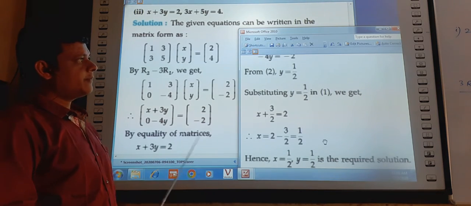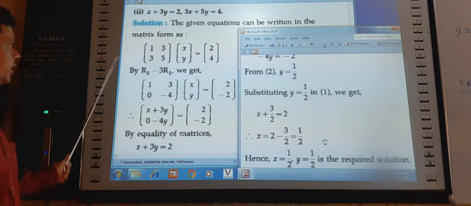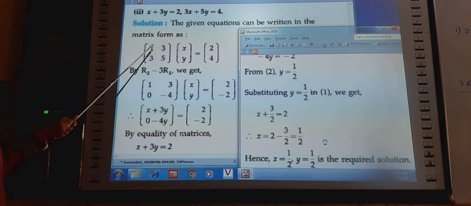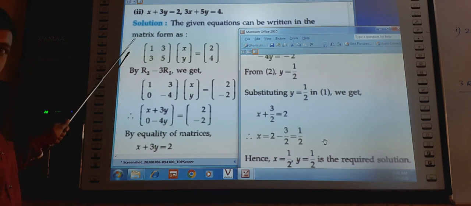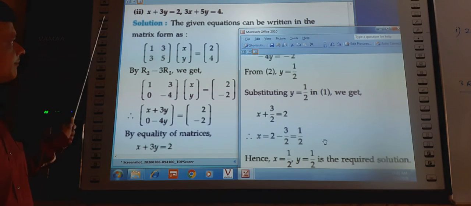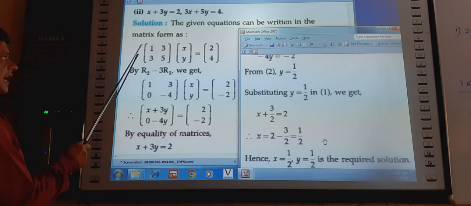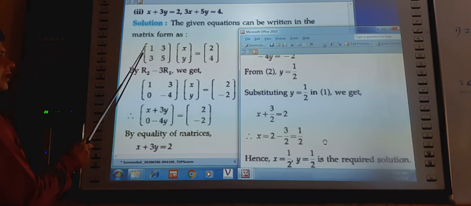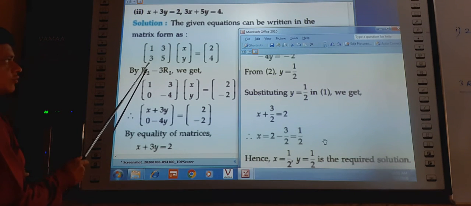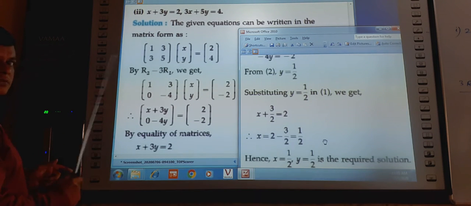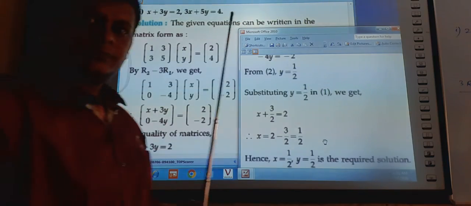In the previous example, we reduced the first element to 0. Do it yourself by taking the elementary transformation as 3 into R1 minus R2. We have to change this, so check it yourself.